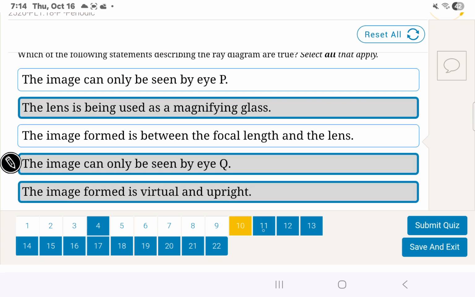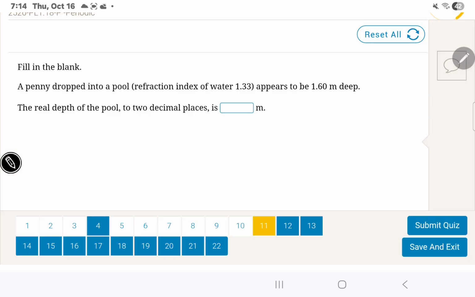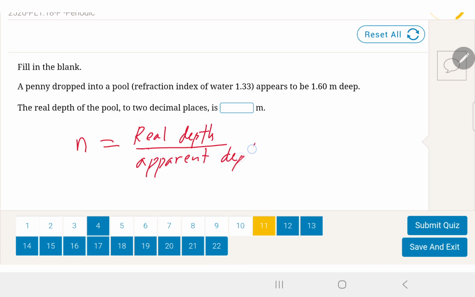Next question, number 11. A penny dropped into a pool, refractive index 1.33, appears to be 1.60 meters deep. The real depth of the pool to 2 decimal places is. Now here you have the formula refractive index equals real depth over apparent depth.